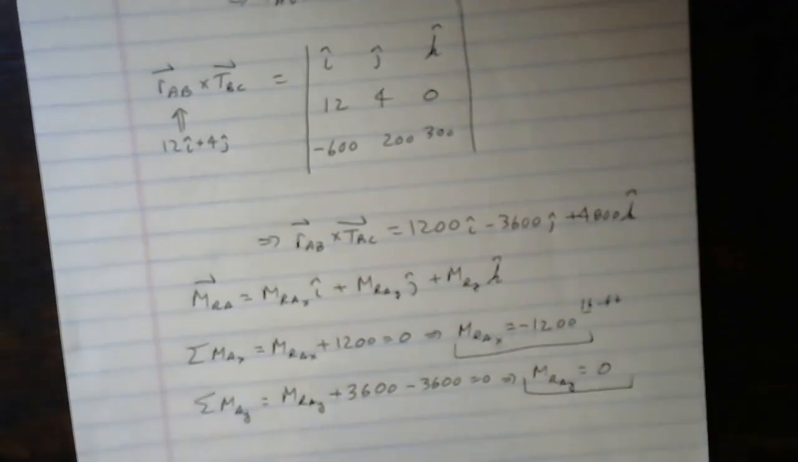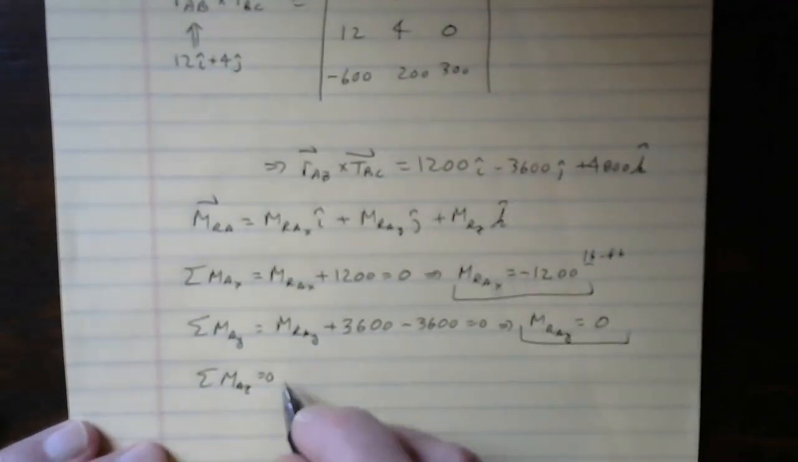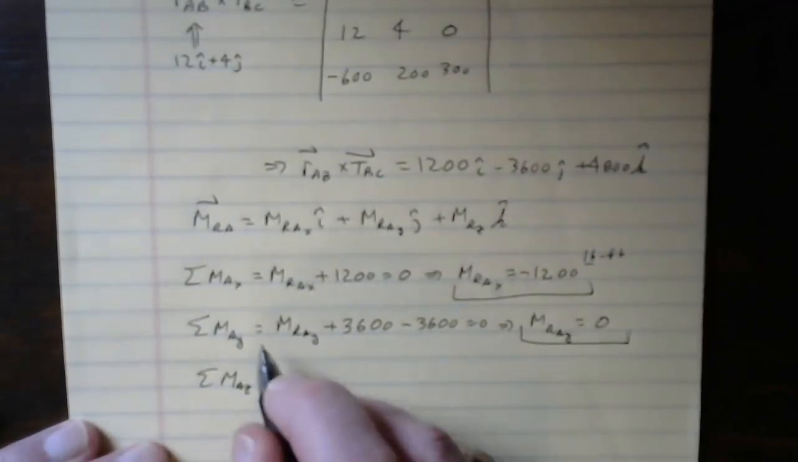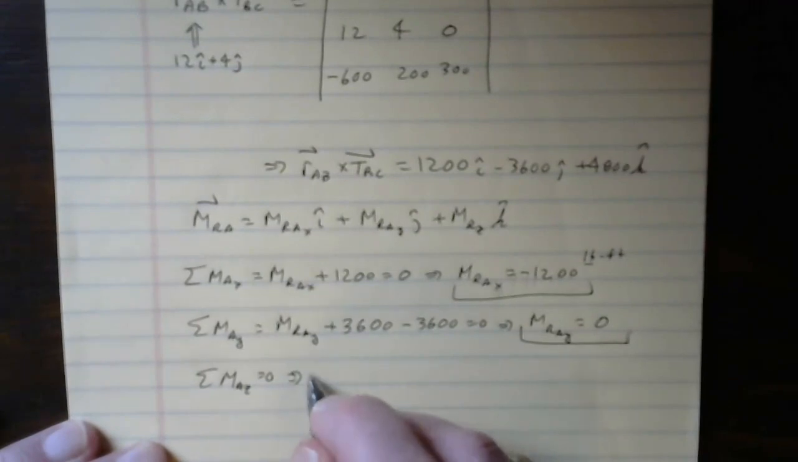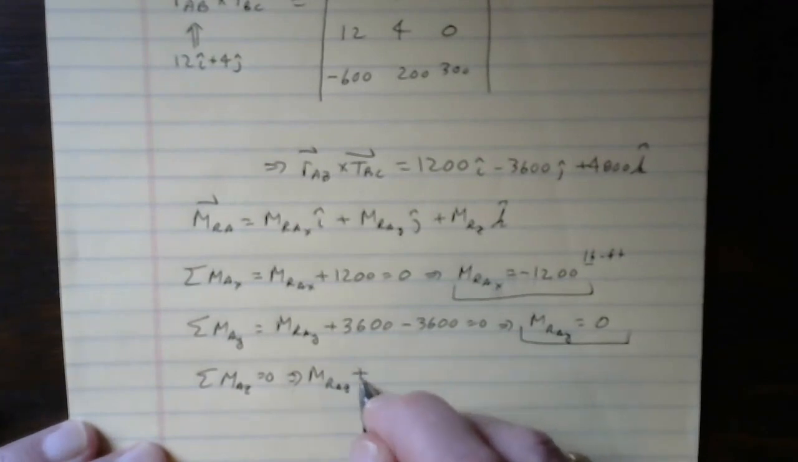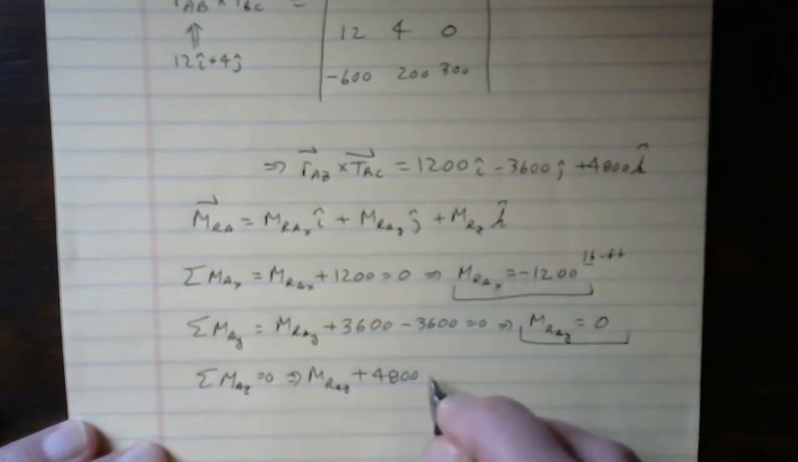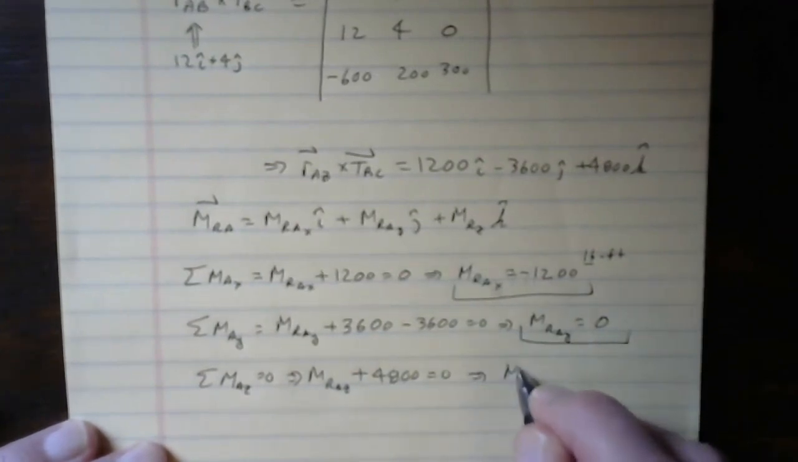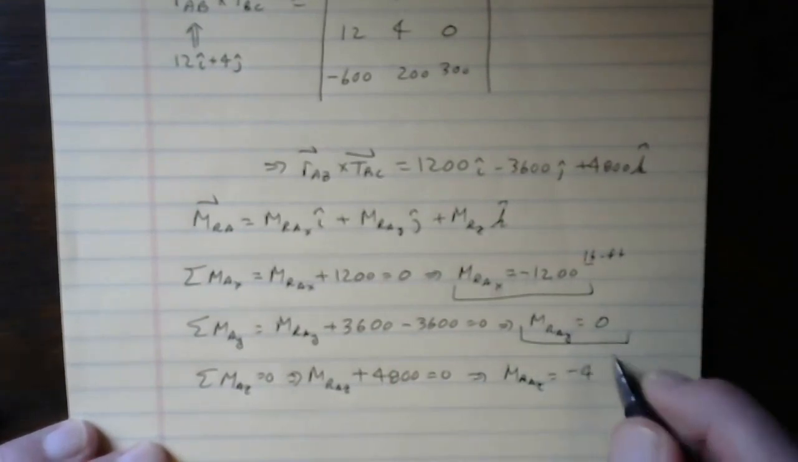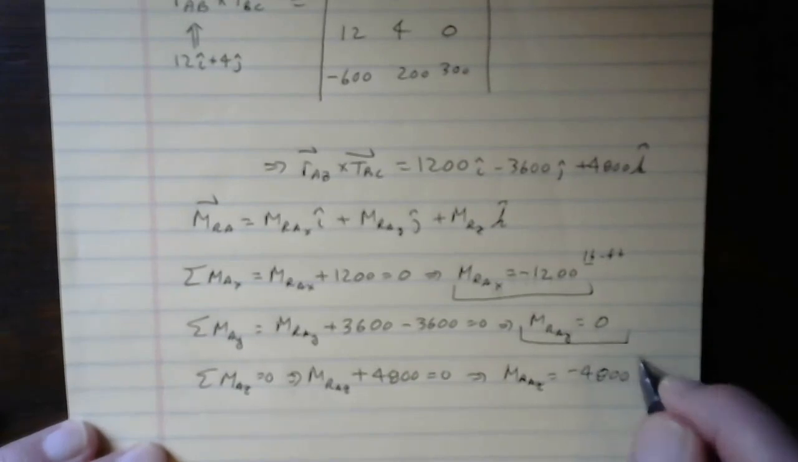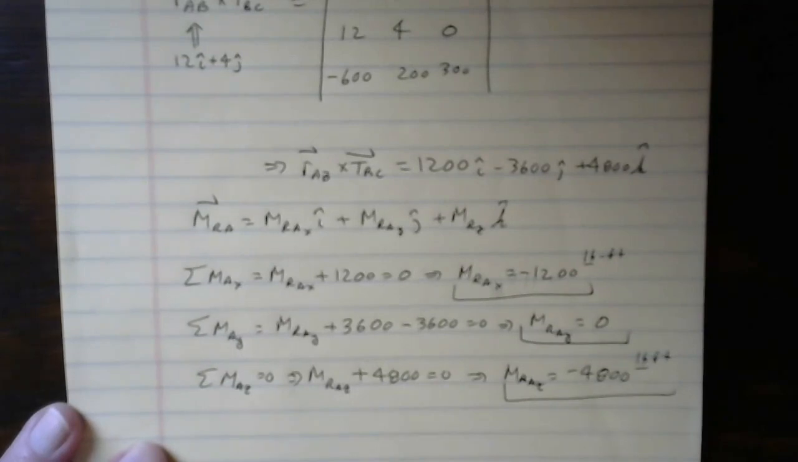And finally, I collect the z terms. Sigma M_Az is equal to 0. So that's M_RAz plus 4,800 is equal to 0. So M_RAz is equal to minus 4,800 pound-feet. So there, problem solved.